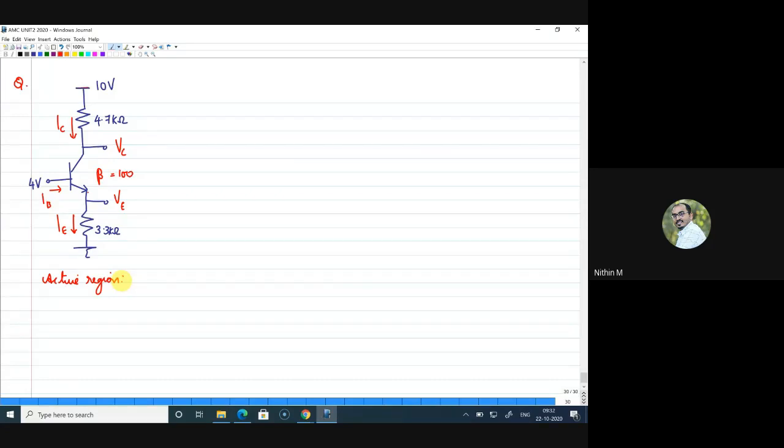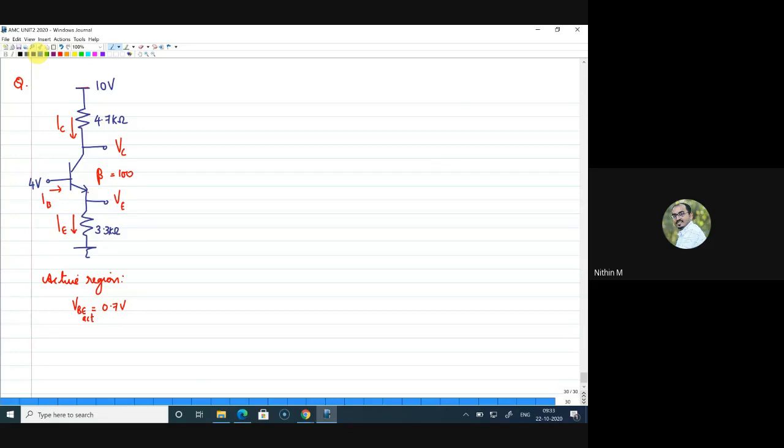So as discussed before, if I'm assuming the transistor in the active region, we will take this VBE voltage as 0.7, VBE active as 0.7. That will be the starting point for the calculations. Or if you guys want me to help out in this, I can do that. Those who are comfortable, you can try, and for others I'll explain how to go about this, right?